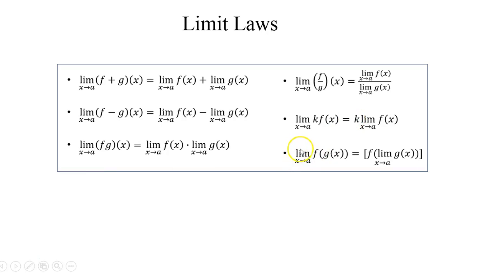And the one that tends to confuse people sometimes is the limit as x approaches a of f of g of x. Yeah, that's your composite function, your function within a function. It doesn't work quite like these other ones, where you take the limit of the first and then the limit of the second. You don't take the limit of both. It's not limit of f, limit of g.